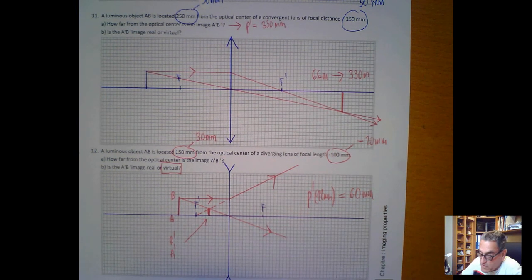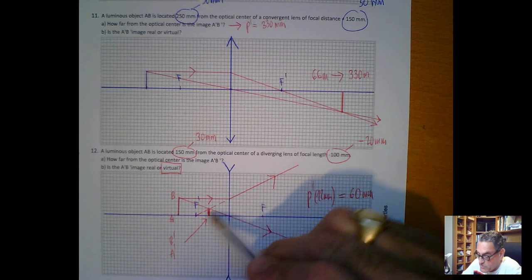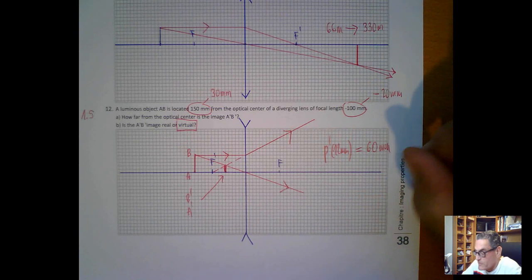Answer to question B, it's a virtual image, of course. The light which is leaving here doesn't arrive on the image.